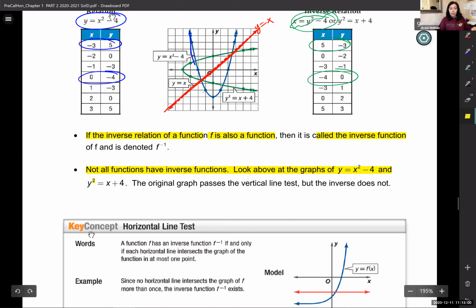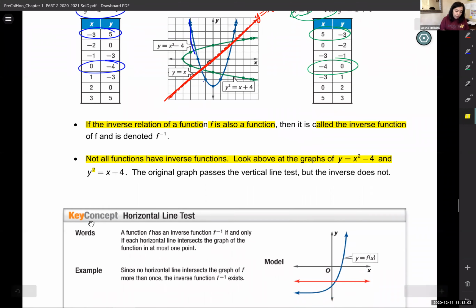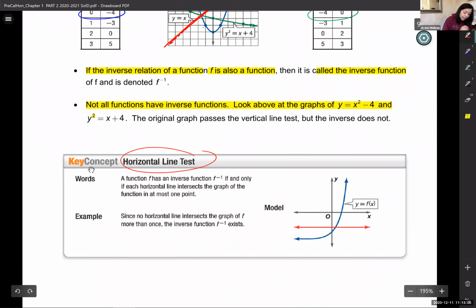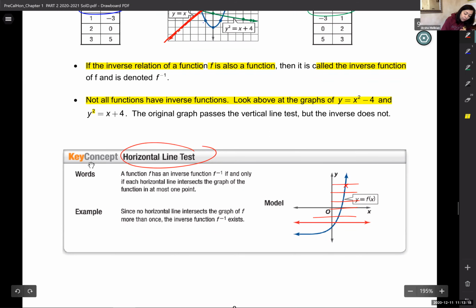So how do we know if a graph will have an inverse function? Well, that's when the horizontal line test comes in. The horizontal line test says if you draw a series of horizontal lines through a graph, and each horizontal line crosses the graph at only one point, then that function will have an inverse function. So this clearly does not pass the horizontal line test, so it does not have an inverse function.